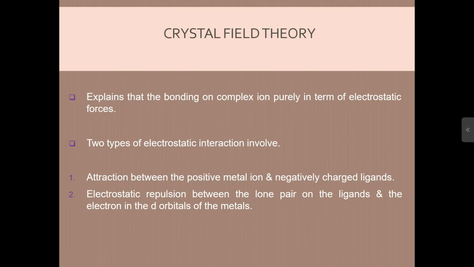Next, that is for valence bond theory. Next is crystal field theory. Crystal field theory explains the bonding in complex ions purely in terms of electrostatic forces. There are 2 types of electrostatic interaction involved. First is the attraction between the positive metal ion and the negatively charged ligand, and second is the electrostatic repulsion between the lone pairs on the ligands and the electrons in the orbitals of the metal.